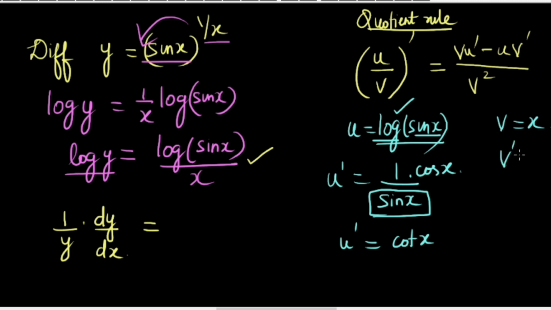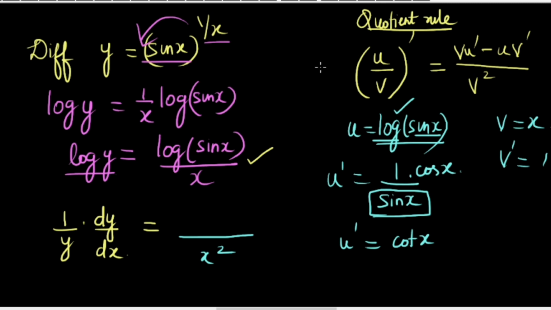Here v dash is so simple. The derivative of x is 1. Now we are going to apply our quotient rule on the right hand side. For the denominator, we are going to square it directly, which is x square.